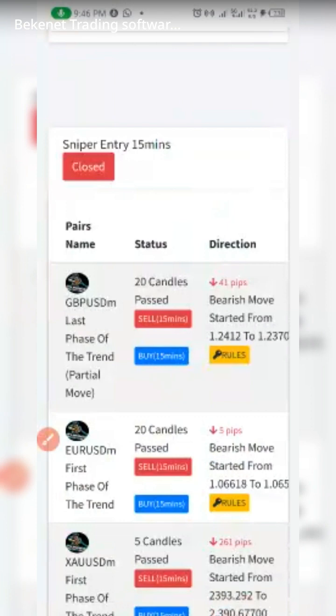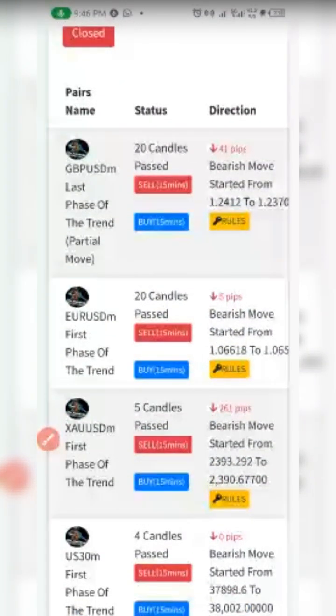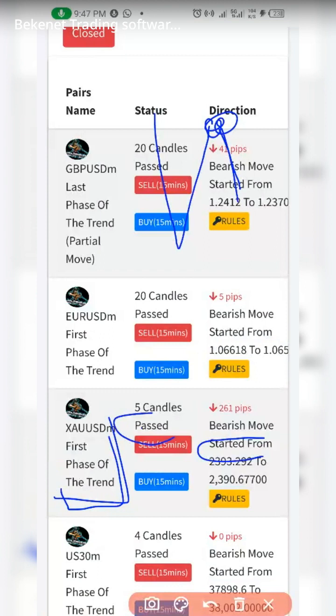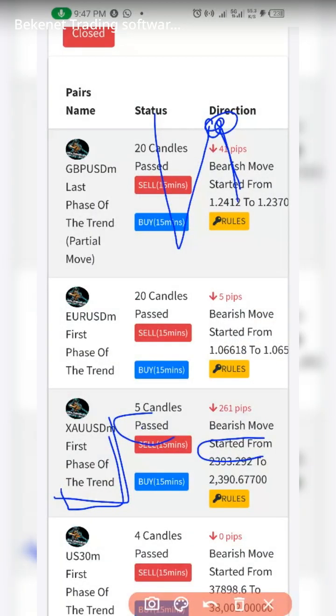There are sometimes you see, as you can see, look at what gold is doing. First phase, this is the first phase. We spotted gold when it was in a bearish move, higher time frame, maybe daily or 4 hours or 1 hour. We'll just come here and wait for it. This is just 5 candle, and it has done over 200 and something pips. We'll just enter one. So these are the sniper entries.